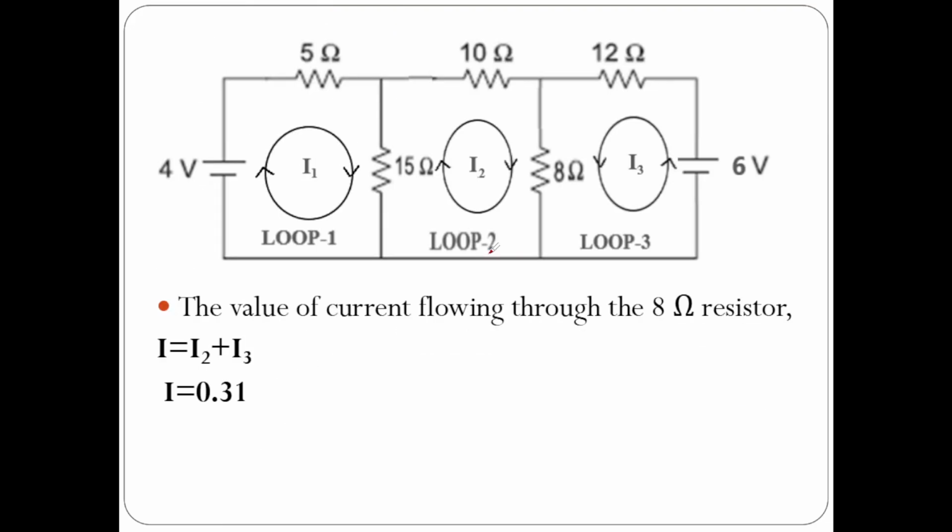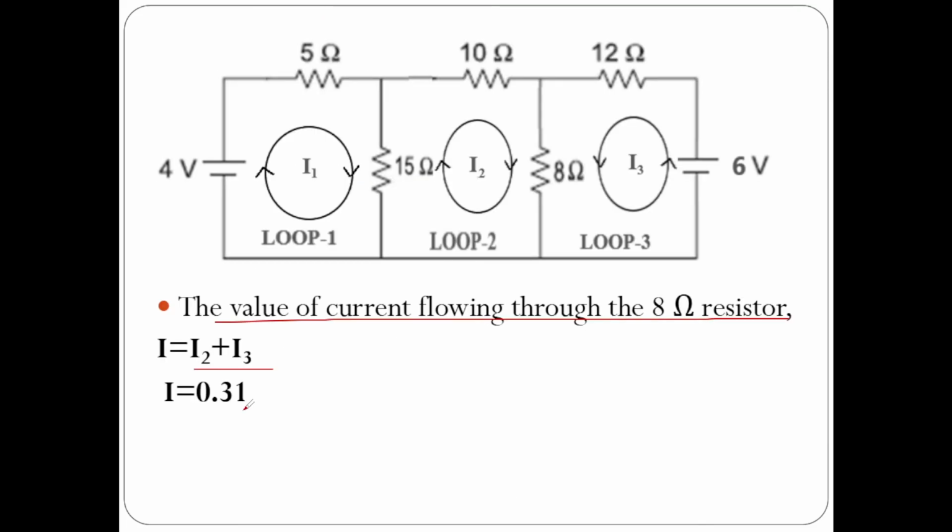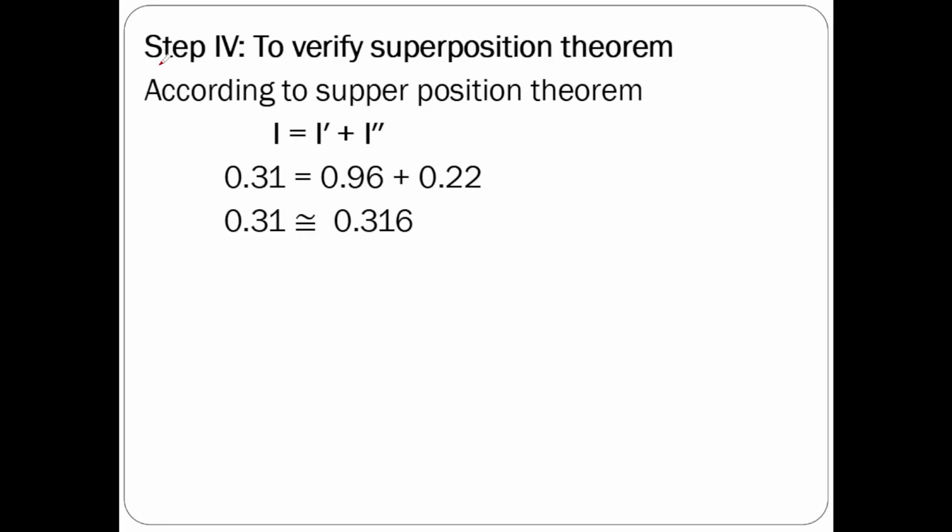Now the value of current flowing through 8 ohms resistor. So what is the current flowing through 8 ohms resistor? It is I2 plus I3. What is I2 value? Just now we have seen I2 is 0.032 and I3 is 0.28. So 0.32 and 0.28, if you add, you will get I value equal to 0.31. So what is the current flowing through 8 ohms resistor when both sources 6 volts and 4 volts are connected? It is 0.31.